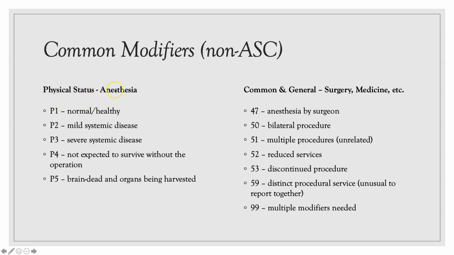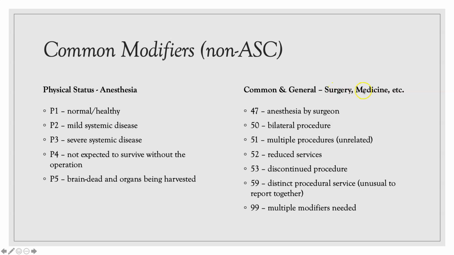But physical status, if you're doing an anesthesia code, is the patient normal healthy? Do they have mild systemic disease, severe systemic disease, not expected to survive without the operation, or are they brain dead and their organs are being harvested? So one of those physical statuses has to be used as a modifier when you're using anesthesia codes.